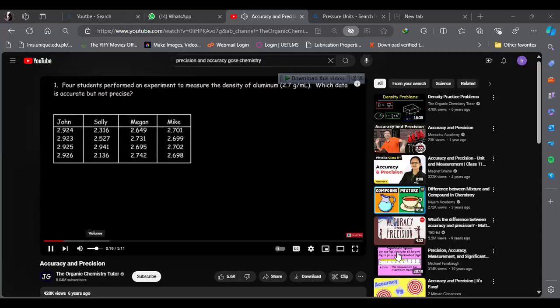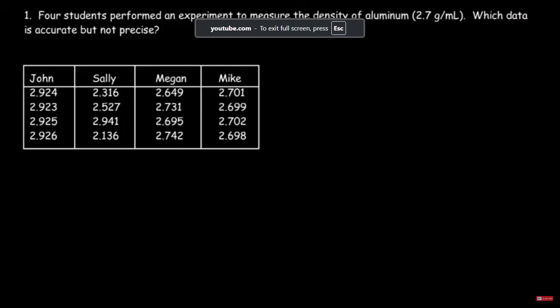So the closer your data is to an accepted value, the more accurate your data is. Precision has to do with if your data agrees with each other. So if your individual measurements are in agreement with each other, then your data is precise. So accuracy has to do with how close your data is with the accepted value, and precision is how close your data is with each other.